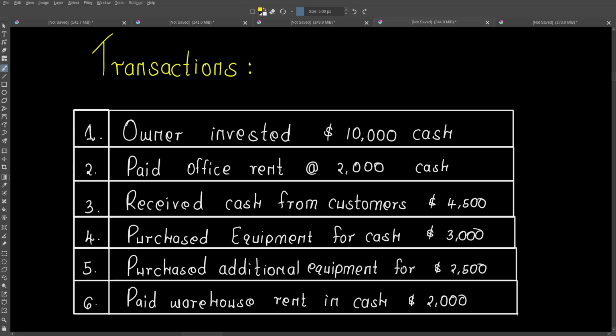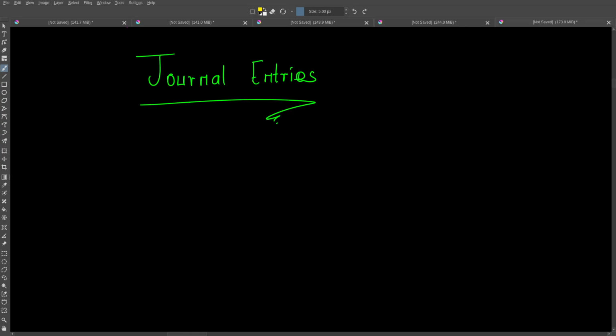So let us first get the journal entries that we pass to record this transaction. Then we are able to classify or group them into their respective accounts. Okay, so the first one we have, the owner invested $10,000 in cash. What is a journal entry that should be passed in that first transaction?